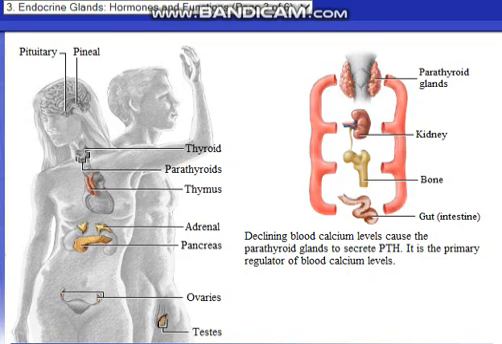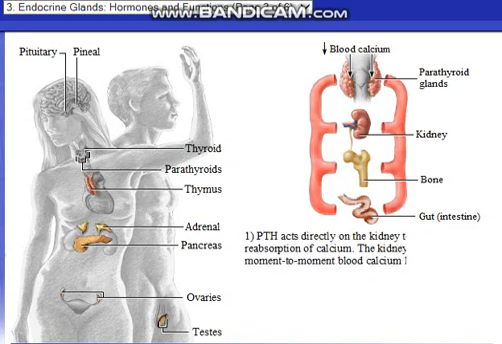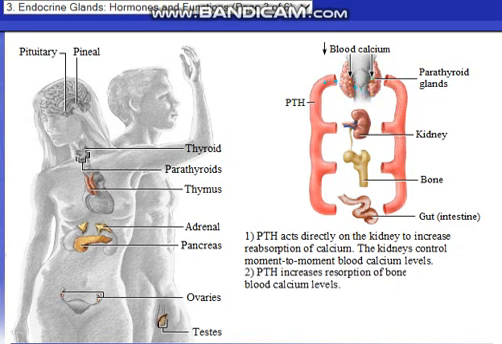Declining blood calcium levels cause the parathyroid glands to secrete parathyroid hormone. It is the primary regulator of blood calcium levels. Number 1. Parathyroid hormone acts directly on the kidney to increase reabsorption of calcium. The kidneys control moment-to-moment blood calcium levels. Number 2. Parathyroid hormone increases resorption of bone. This increases blood calcium levels.